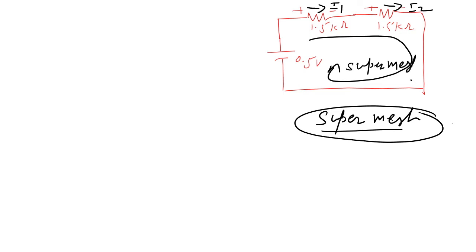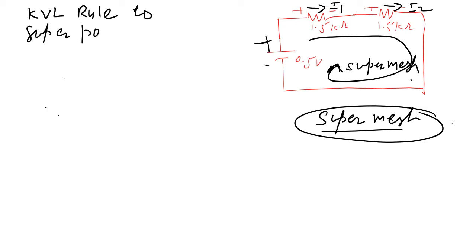Now in the super mesh, no need to give the current like this I3, and no need to give the currents I1, I2 and I3. So here we only have to take the direction. So the direction is a clockwise direction, and this is minus and this is plus. So now apply the KVL rule to the super mesh.